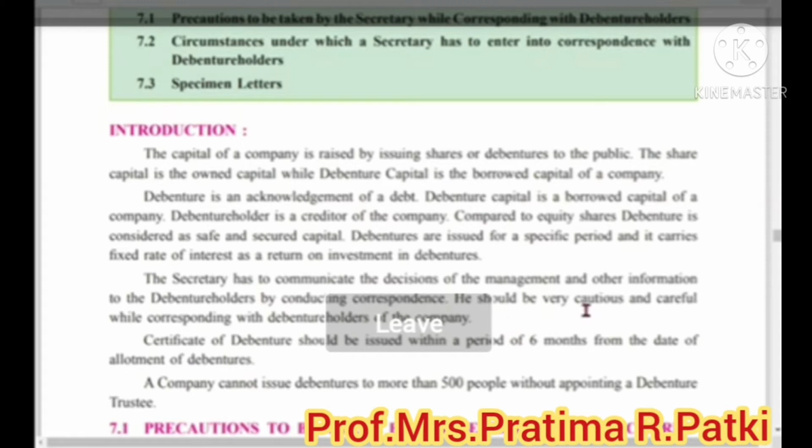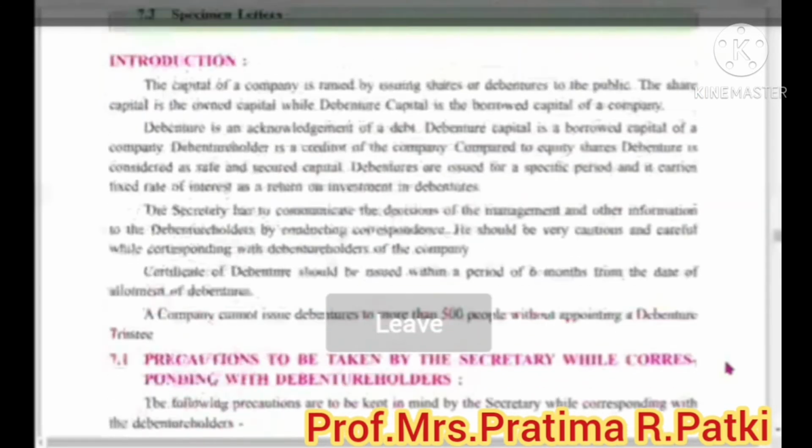Here the secretary needs to be very cautious and careful regarding communication with debenture holders. He cannot make any errors in the letter, because it becomes a legal document for the investor, a proof for the investor, of whatever communication the company is conducting with the investor. Hence, proper care needs to be taken. We will discuss this.